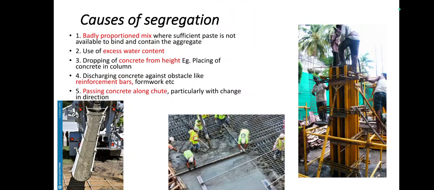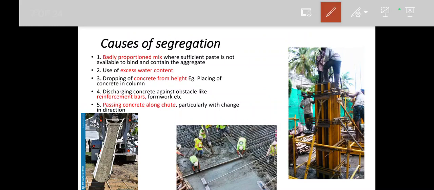Regarding the causes, the main cause for segregation is a badly proportioned mix. We may do a nominal mix and a design mix, and during that time we have to know the properties of the ingredients. For example, for aggregate, what is its specific gravity, and for cement, what is its specific gravity. With the specific gravity only, the mix design proportions are made. If you're not knowing the properties of the ingredients and you make a normal mix, it may result in a badly proportioned mix, thereby causing segregation.